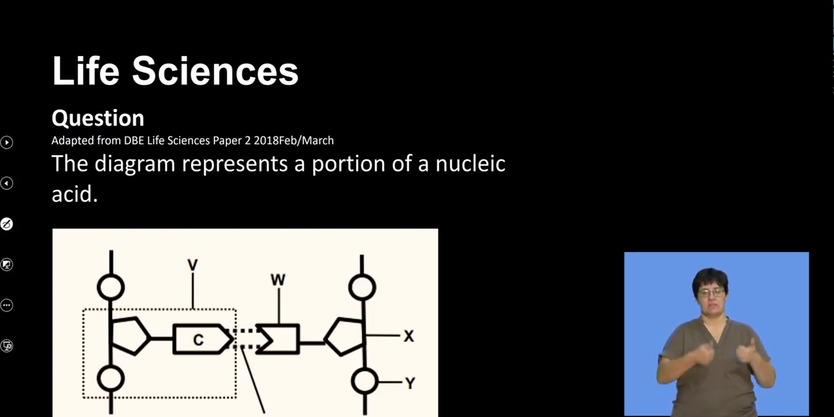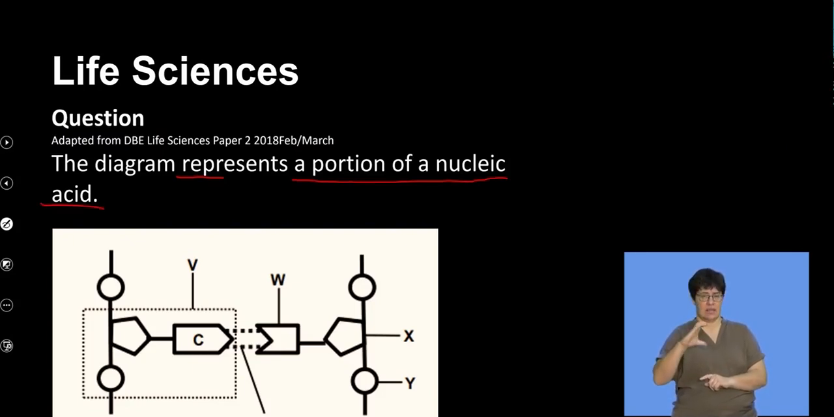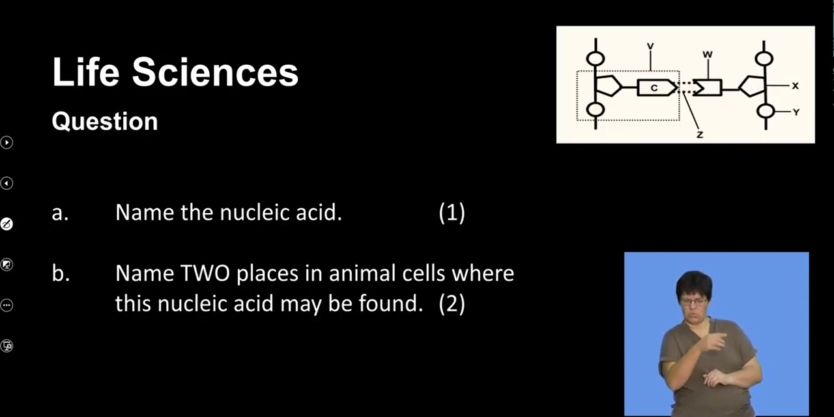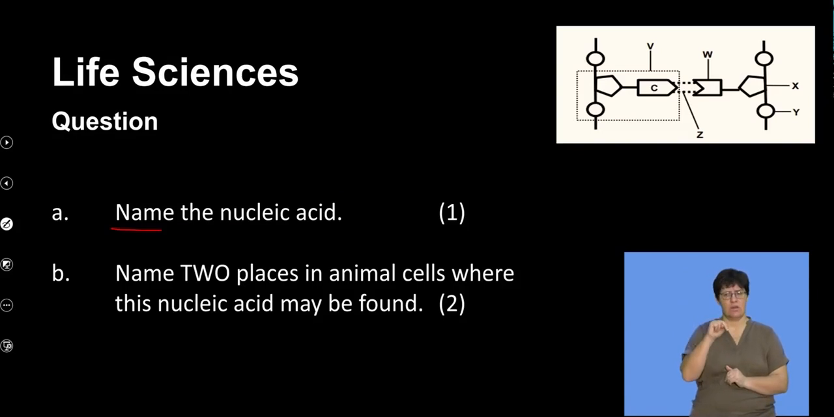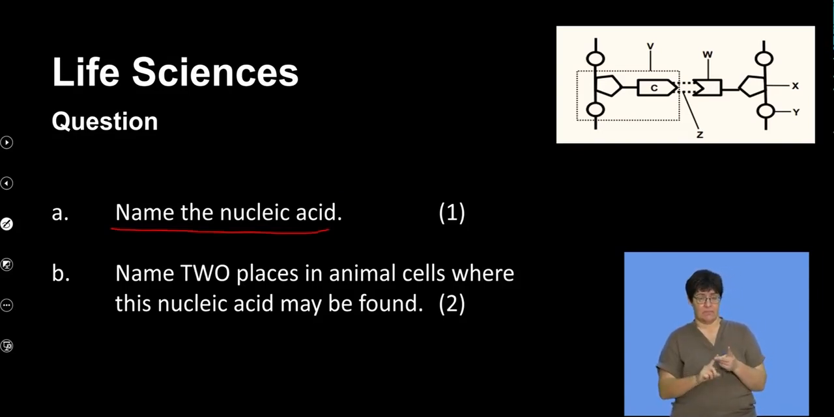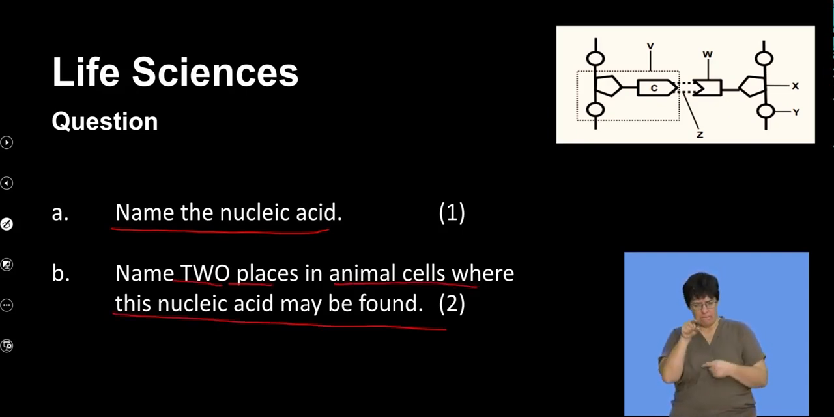Right, so we'll move on to the next question. The diagram represents a portion of a nucleic acid. I'm going to try and read more into the question. Name the nucleic acid for 1 mark, and the second question is name 2 places in animal cells where this nucleic acid may be found.